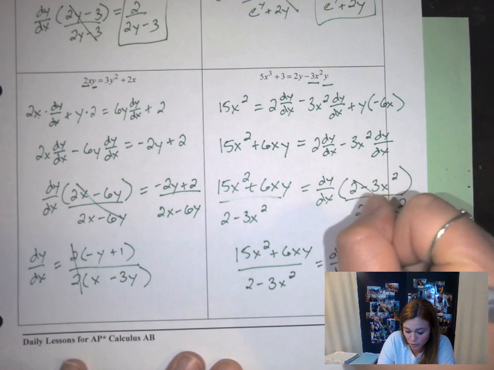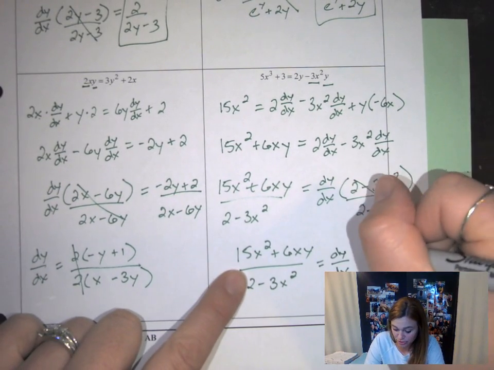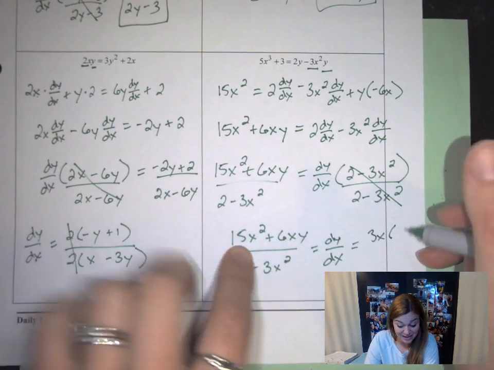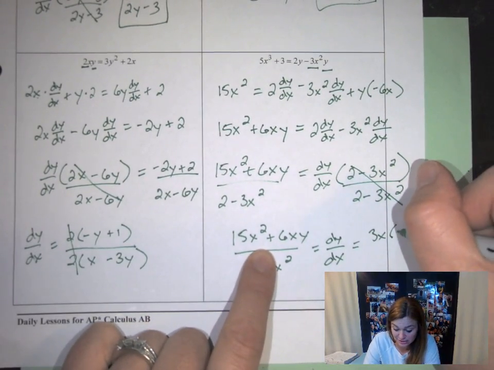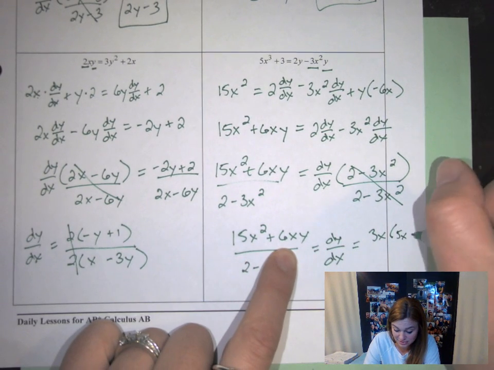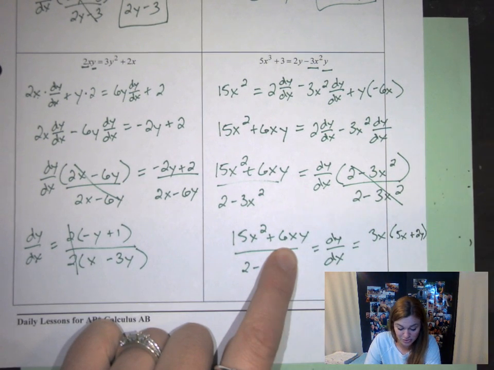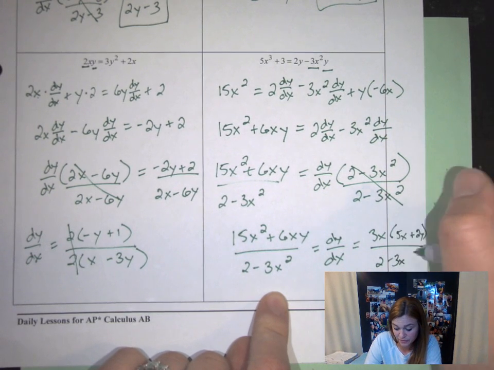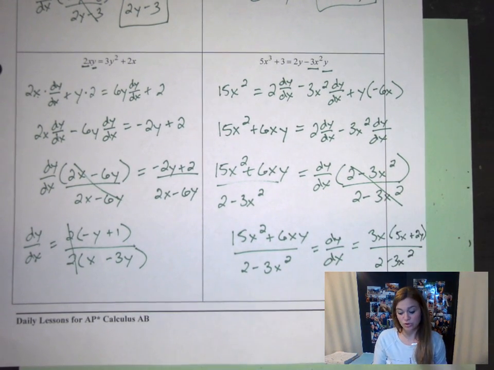If you really wanted to factor out in the numerator a 3x, there's not really any reason to do this, but if you did do this, it would be okay. This would be 5x plus 2y. Be really careful with doing that. Over 2 minus 3x squared. If you felt so inclined, you could do that. But you don't have to.